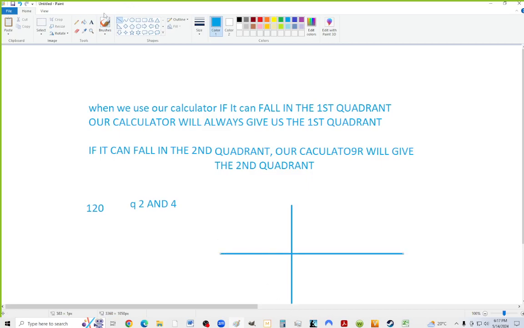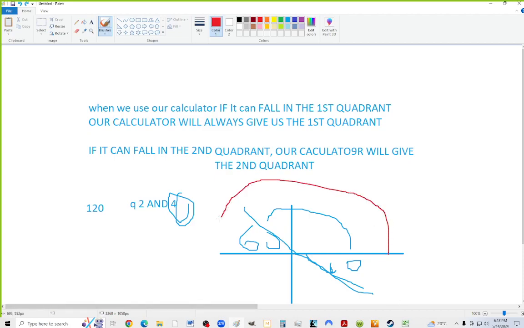So 120 is all the way from here to here. What's the acute angle? 60. Since the next one falls in quadrant 4, that's over here, and the acute angle's here. It's always between the line and the x-axis. But what is the terminal or principal angle if I go all the way around? 360 minus 60, which is 300.